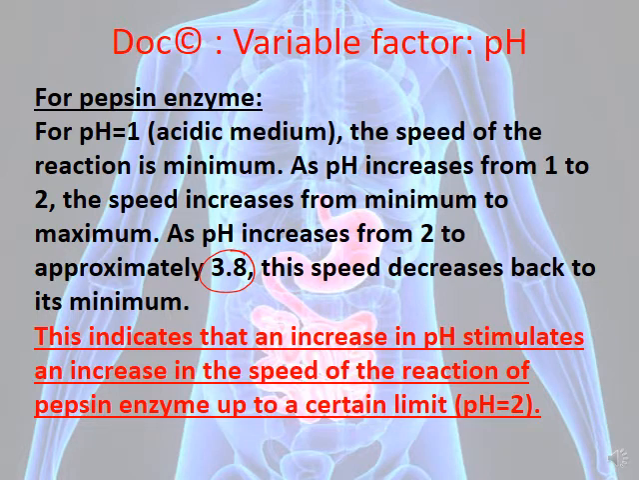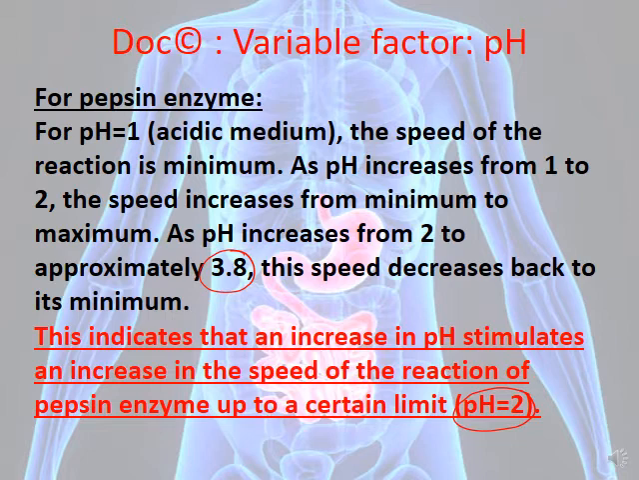So what's the indication here? This indicates that an increase in the pH stimulates an increase in the speed of the reaction, but up to a certain limit, which is pH equal to 2. Below pH 2, the speed increases from minimum to maximum. Above pH 2 and reaching 3.8, the speed decreases back to its minimum.